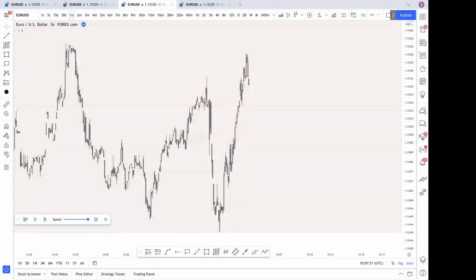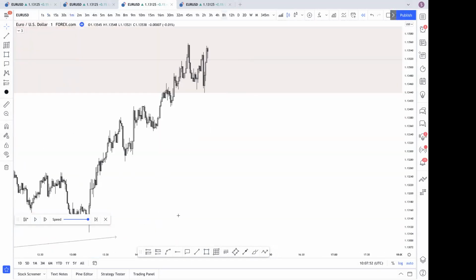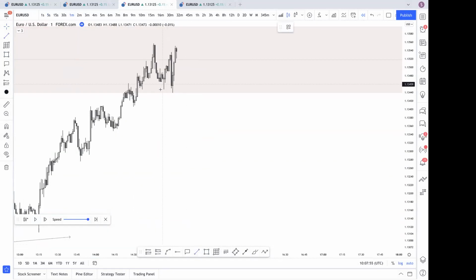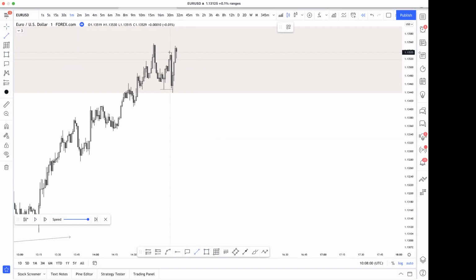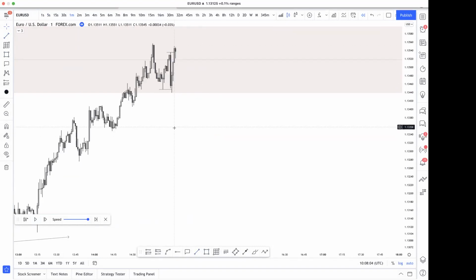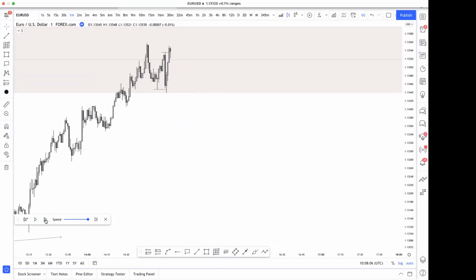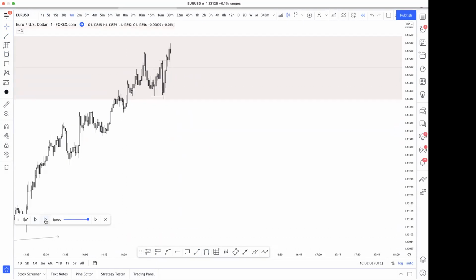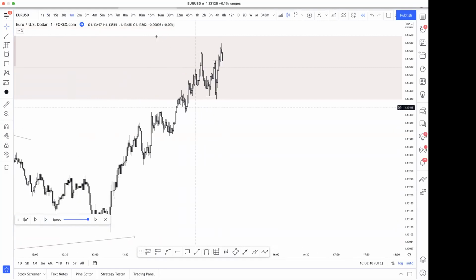Now we have to zoom out and go, okay, what's happened? Well, 1M has changed character again. So here we get that change of character back up, so now 1M is bullish. Again, what do we need to see? We need to see 1M go bearish. Okay, cool. Price drives higher into the refined POI.